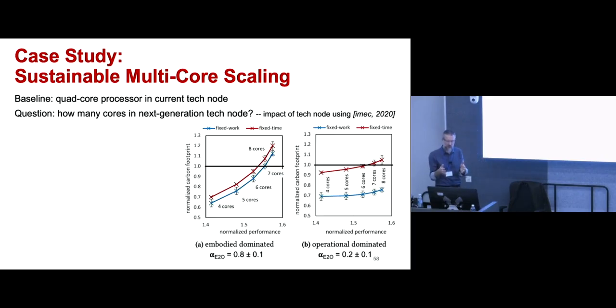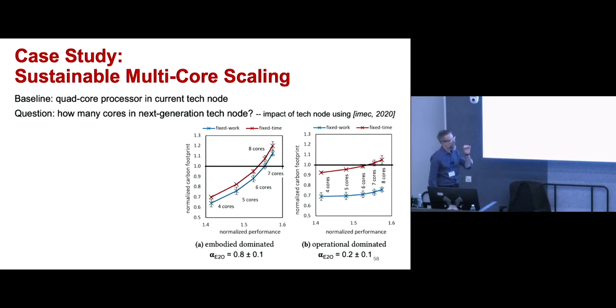So if you have a multi-core in one generation with 4 cores, the question is, what are we going to do in the next generation of tech node? We have twice as many transistors. So do we go for 8 cores? Or are we going to be a little bit more sober, you know, or are we going to go for 5 cores or 6 cores? That's really the design question here. And so the comparison point is the 4-core system in the current tech node.